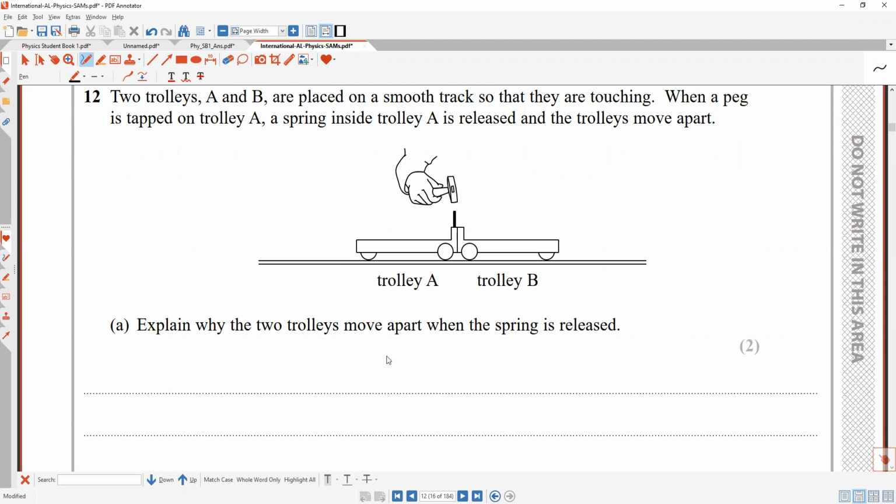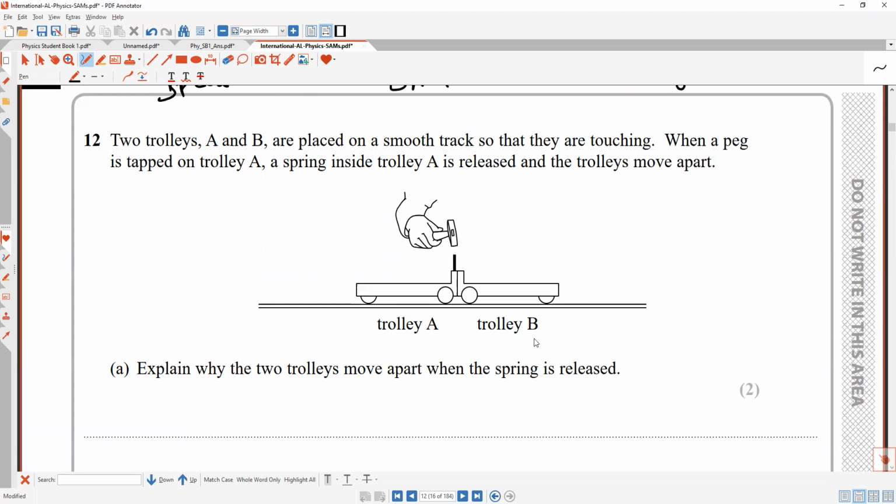Explain why the trolleys move apart. When the spring is released, remember, first rule, always write to conserve the momentum. What was the initial momentum? Zero. So therefore the final momentum is also supposed to be 0. So both the trolleys have momentum in equal and opposite directions. Understood? So therefore, what is the final momentum? 0 as well. Clear?